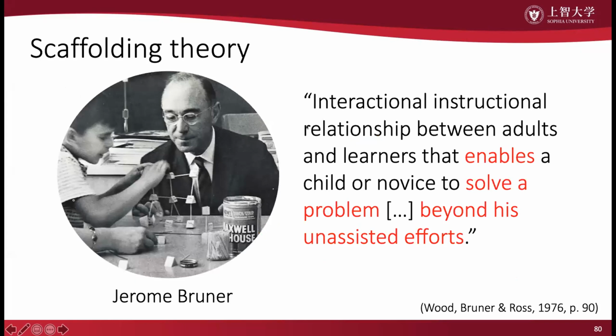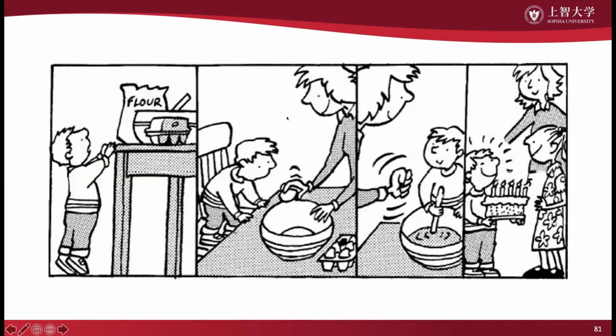And let's talk about the history behind scaffolding. Scaffolding theory was first developed by the psychologist Jerome Bruner, and he used it to describe the interactional and instructional relationship between adults and children. And Bruner recognized that adults help children to solve problems that may be beyond what they can do alone. So, for example, a mother helping and encouraging her child to make a cake. This is a real world example of scaffolding in action.